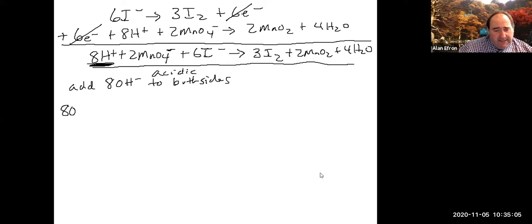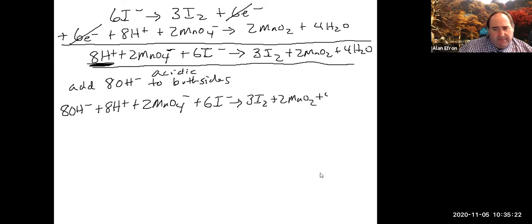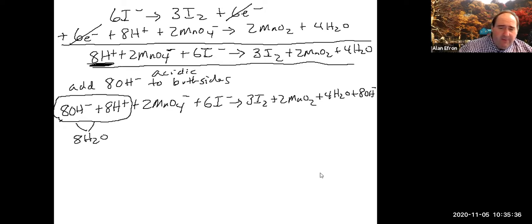So that would give us 8 OH minuses plus 8 H pluses, 2 MnO4 minus plus 6 I minus, going to our other side here, 3 I2 plus 2 MnO2 plus 4 waters, and our 8 OH minuses here. Just like we talked about before, these guys right here will then make 8 waters, and usually at that point you will have some waters you could get rid of. So we have 4 waters on the right. That will then reduce this guy down to 4 waters, and now we should be good.